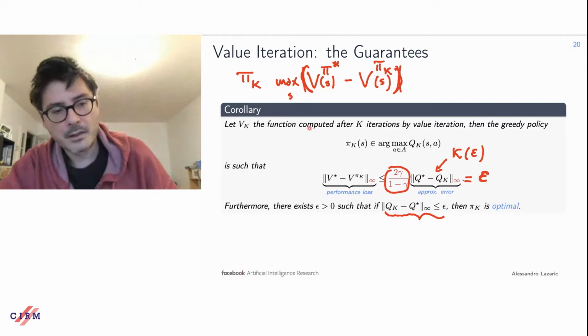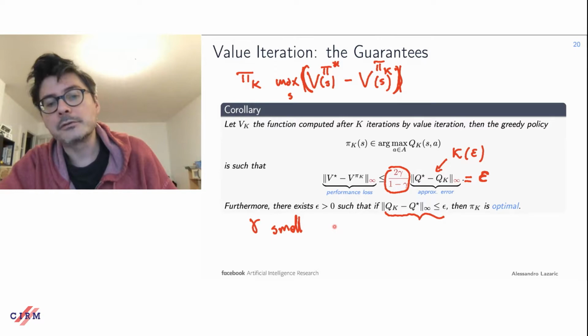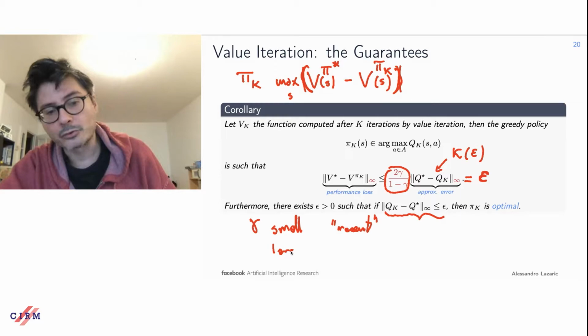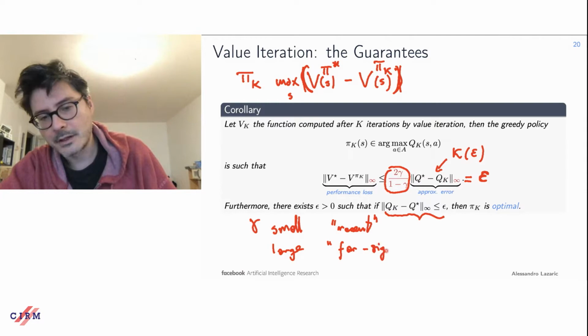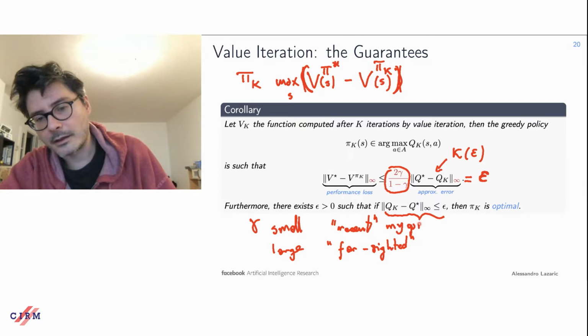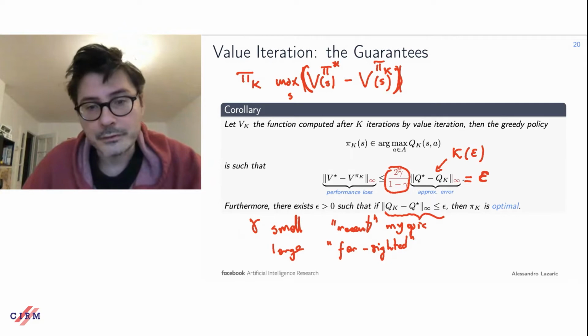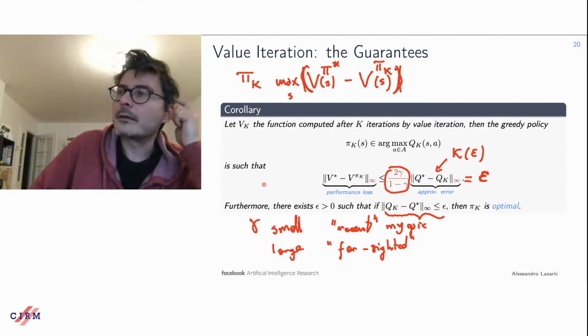Gamma small means I care about recent rewards. Gamma large, so close to 1, means that I'm farsighted. So this one you can call myopic, and this one farsighted. So if gamma is large, which means it approaches 1, then this constant becomes larger and larger. So why that? Well, because indeed the problem is more difficult.